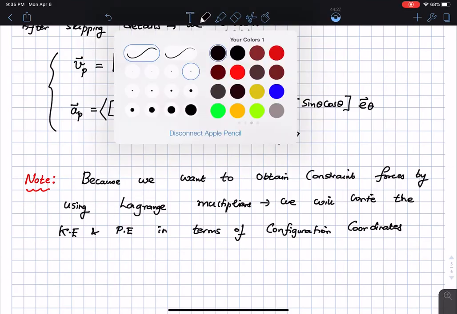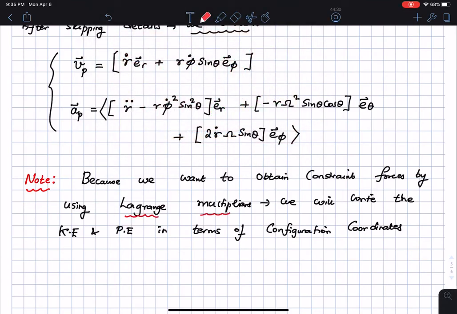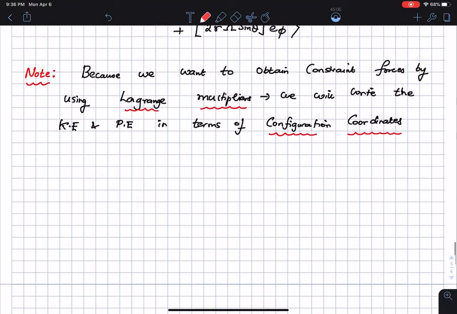Okay, so whenever you see the term Lagrange multipliers, you will have to use the configuration coordinates in order to obtain the kinetic and the potential energy. This is valid for a holonomic or a non-holonomic system. If you have a non-holonomic system, you don't have a choice. You just have to use the configuration coordinates because you cannot obtain a generalized coordinate. But if you have a holonomic system, you have a choice. You either use the generalized coordinate, then you don't need to obtain the constraint forces. You don't use the Lagrange multipliers. But if you're using Lagrange multipliers, you got to use the configuration coordinates. Okay, so we will summarize all of these at the end, hopefully by the end of this lecture.